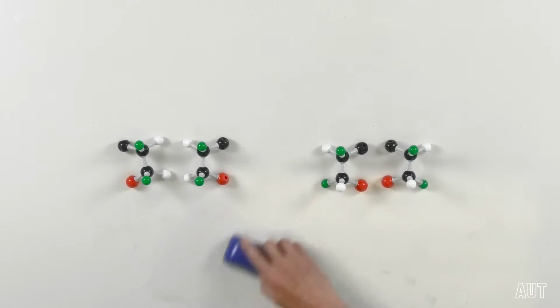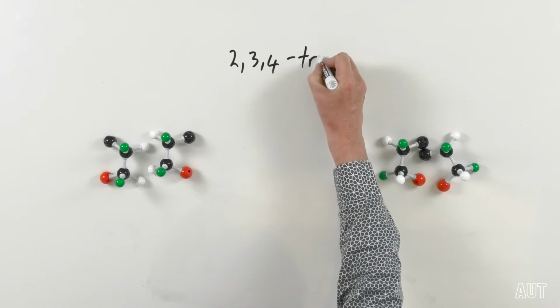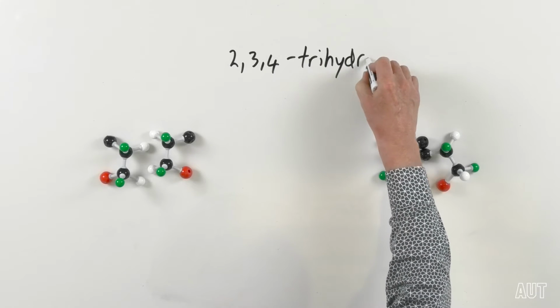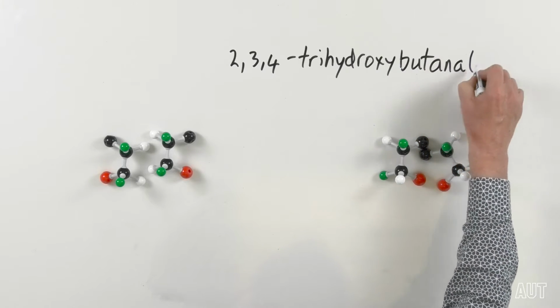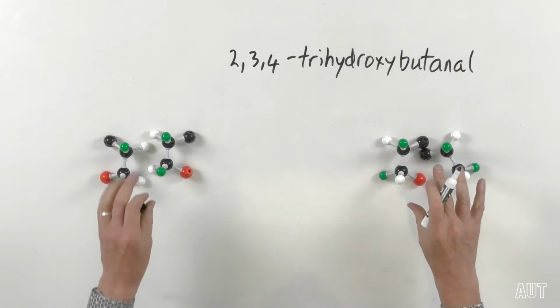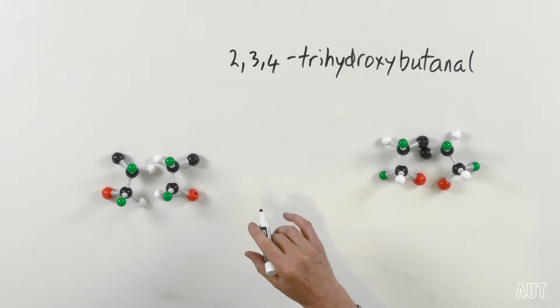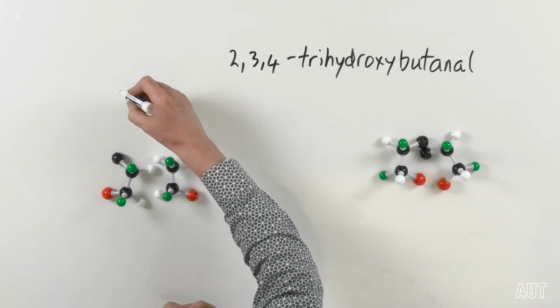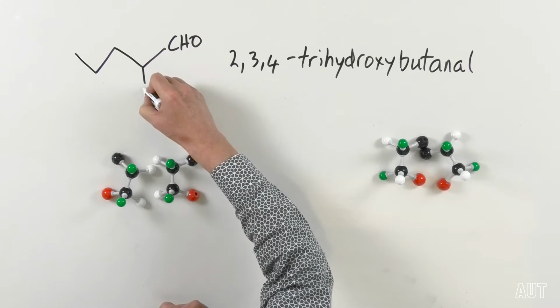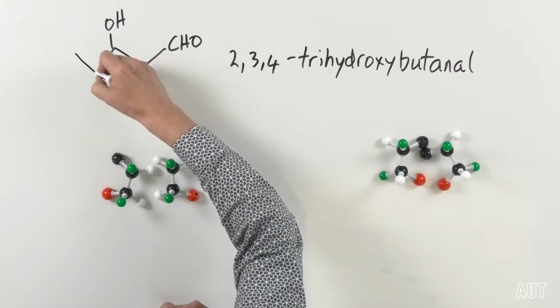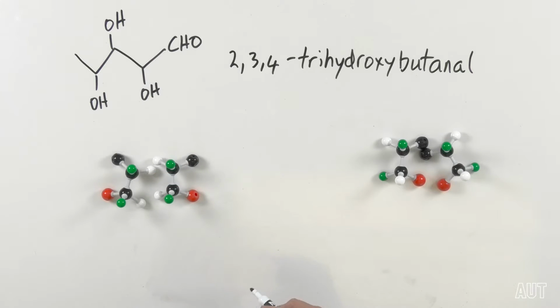Okay, the molecule that we're going to be looking at here is a thing called 2,3,4-trihydroxybutanal. There's a mouthful. Okay, if we were going to draw the diagram of this, it would look something like this. We've got an aldehyde here, we've got an OH here, we've got an OH here, and we've got an OH here, okay?